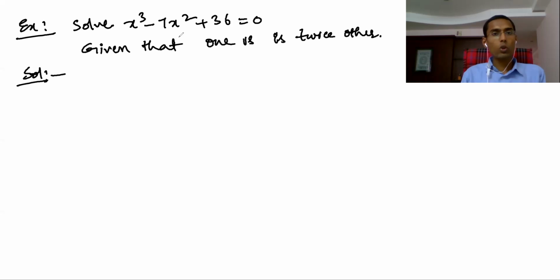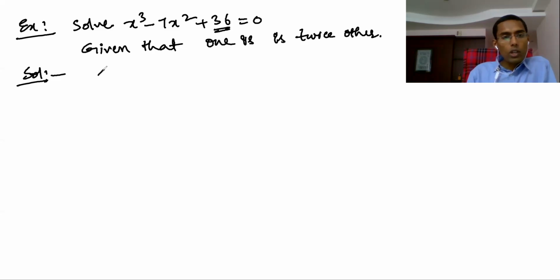Generally, how do we solve? 36 is there, so the factors of 36 are plus or minus 1, plus or minus 2, plus or minus 3, plus or minus 6, plus or minus 9, plus or minus 18, plus or minus 36. We have to put these in and check. So that is the trial and error method. But sometimes, if this is given, you can solve easily.